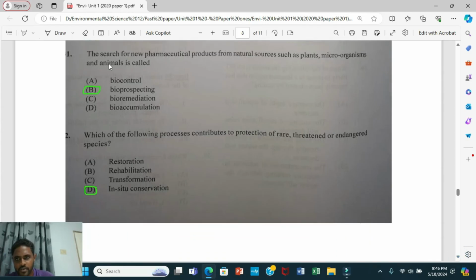31. The search for new pharmaceutical products from natural sources such as plants, microorganisms, and animals is called, and of course, that is bioprospecting. 32. Which of the following processes contribute to protection of rare, threatened, or endangered species? And the best answer is in situ conservation.